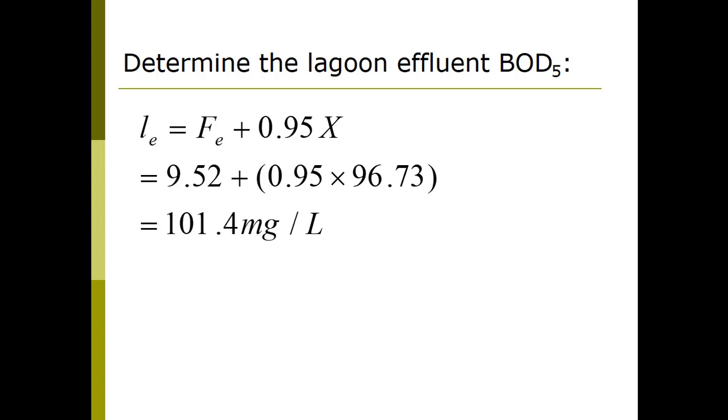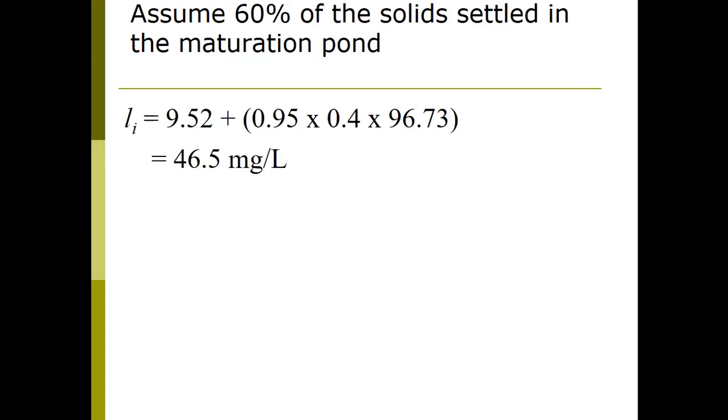The raw wastewater had Li of 200 milligram per liter and enters the lagoon. After discharge from the lagoon, the BOD concentration is 101.4. Now let's continue to the maturation ponds. In the maturation ponds there will be settling, because there is no mixing. The mixing is only in the aerated lagoons.